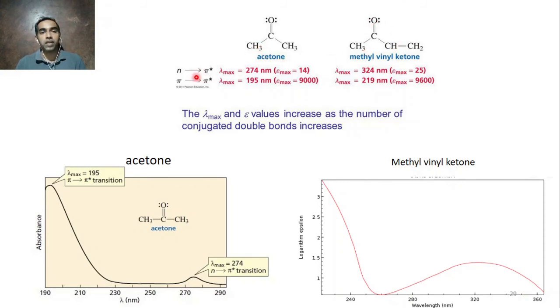Now in case of acetone, there are two transitions possible, n to pi star and pi to pi star. Pi to pi star is having epsilon max very high. So that comes at around 195, and lambda max 274 for n to pi star. Now both will shift to the red side. There is a red shift or bathochromic shift. Why? Because there is an extended conjugation, the energy gap will be reduced and the energy required for the transition will reduce and lambda max will increase. So you can see, this lambda max will shift to 324 and the pi to pi star lambda max will shift to 219. You can see it here, the methyl vinyl ketone spectrum and this is the acetone spectrum.